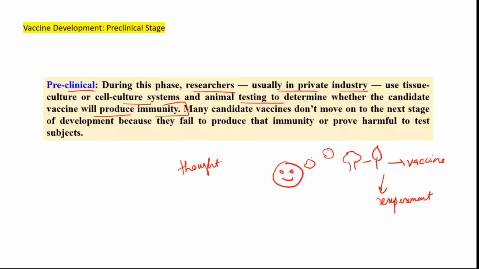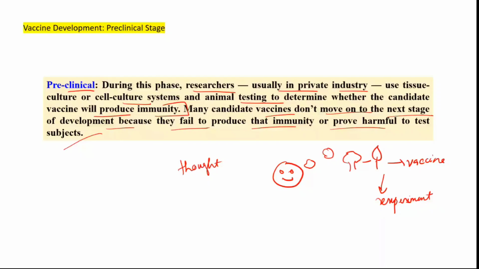So many candidate vaccines don't move on to the next stage of development because they fail to produce that immunity or prove harmful to the test subjects, because at this stage itself we come to know whether this vaccine is useful or not. Because if it is not capable of generating an immune response in vivo cultures, in vitro cultures, what's the point to take that particular antigen to the second stage?